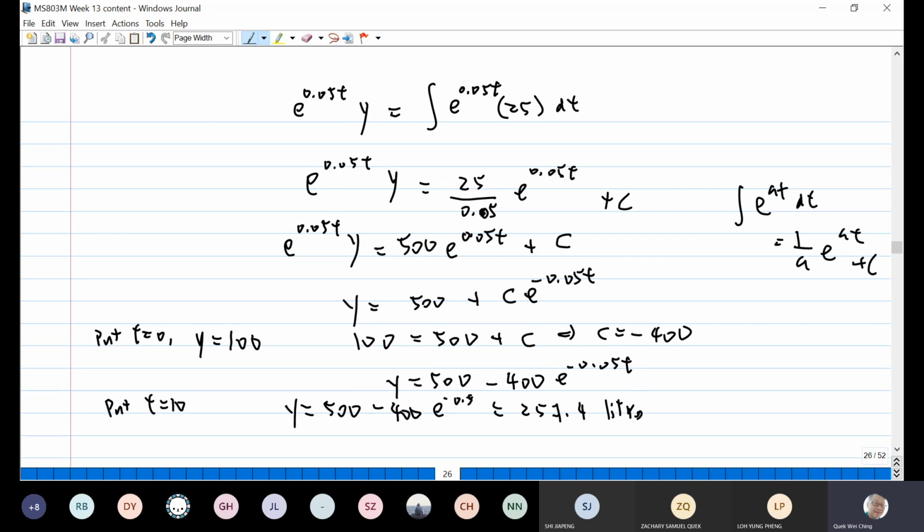This is the amount. That means that out of 1,000 liters, 257.4 liters are alcohol. Initially, out of 1,000 liters, 100 liters are alcohol. So this is what happened to the solution. This is the solution of example 4. So I can stop recording.